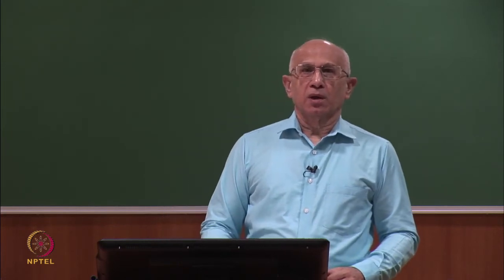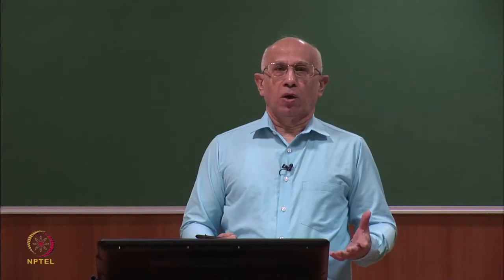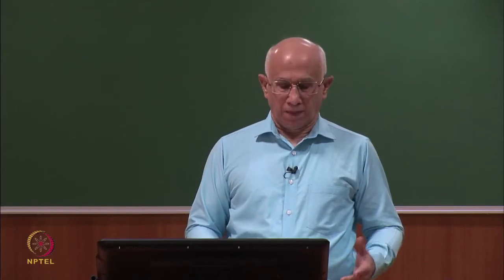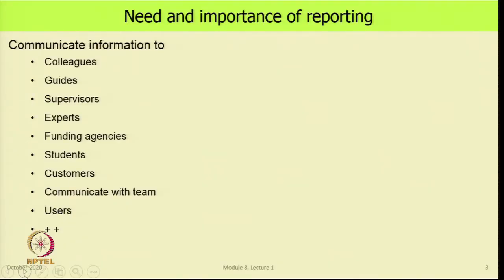So, the first question is, whom do we want to communicate with, or who are the recipients of the information that we want to give? Here I listed some of the possibilities. It could be colleagues, co-workers with whom we want to share what the experiment has given us. It could be guides or even, in industry, supervisors, your immediate seniors or their seniors, to whom you want to communicate what the findings of the work were.